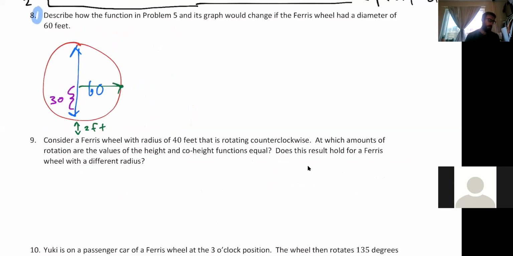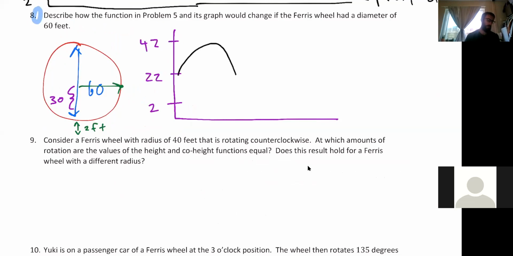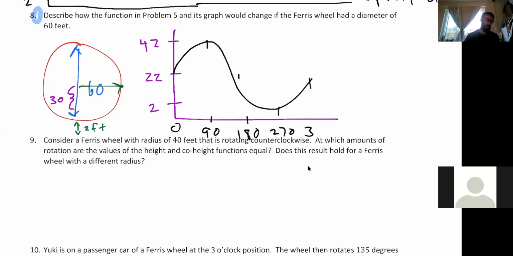So instead of having heights of 2, 22, and 42 on this curve that we saw on problem 5, which looked a little something like this, at 0, 90, 180, 270, and 360 respectively. And sorry for the really quick chicken scratch, trying to do this real fast on my iPad.